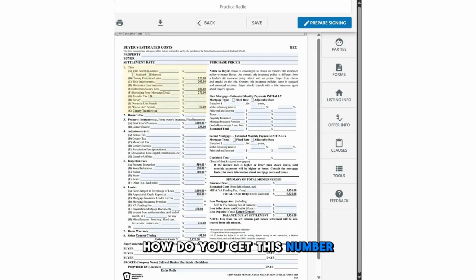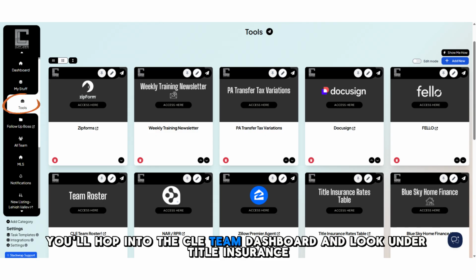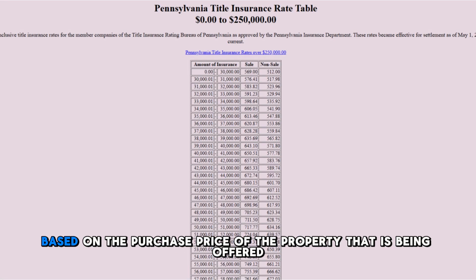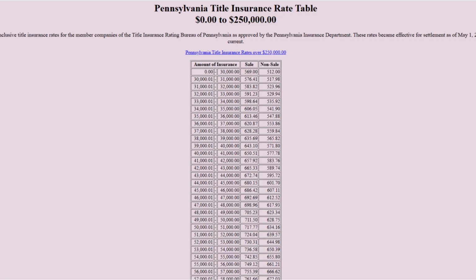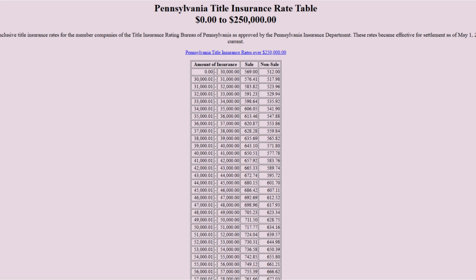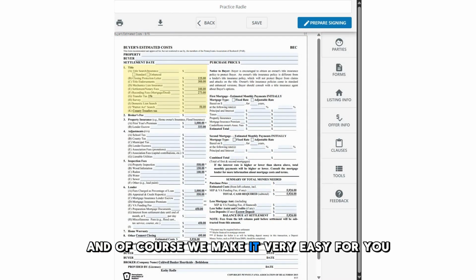How do you get this number? You'll hop into the CLE team dashboard and look under title insurance. According to the chart, based on the purchase price of the property that is being offered, you'll go ahead and look for the enhanced version or the standard and input that information. And of course, we make it very easy for you.